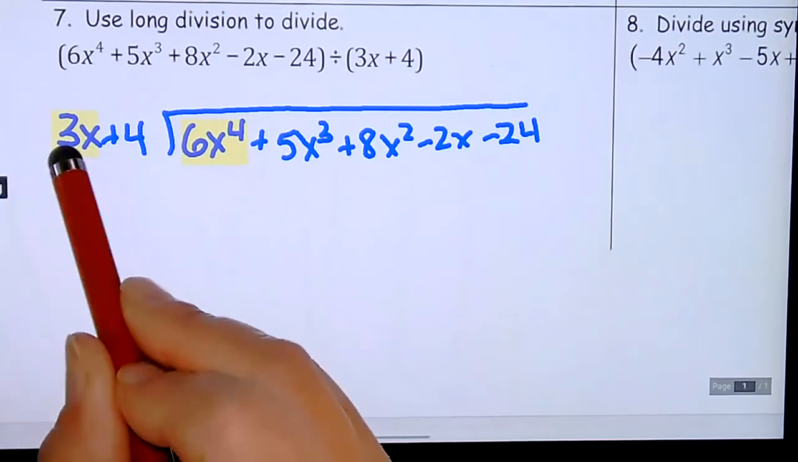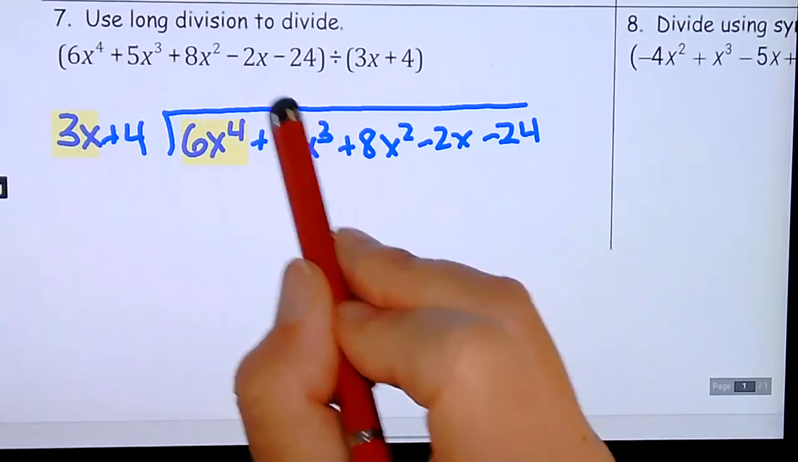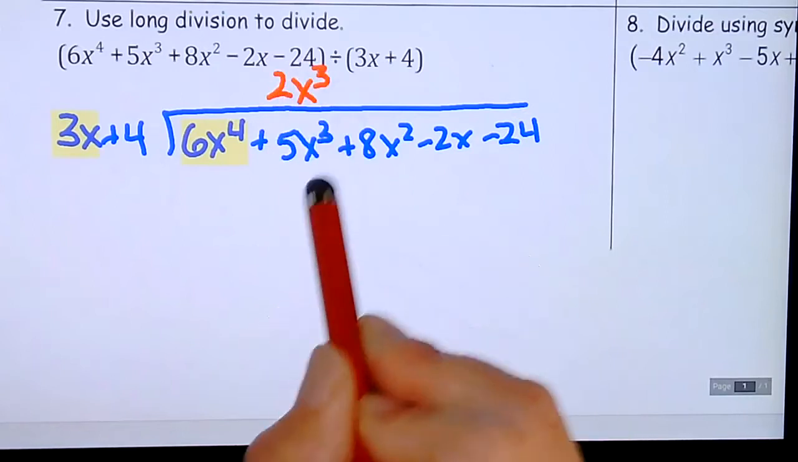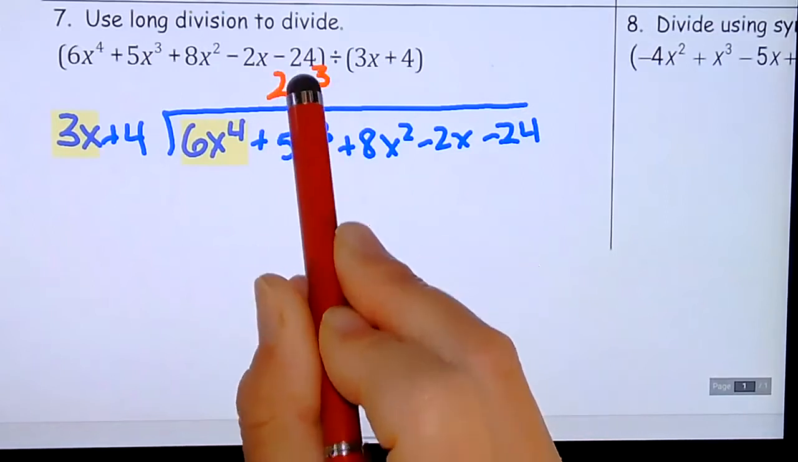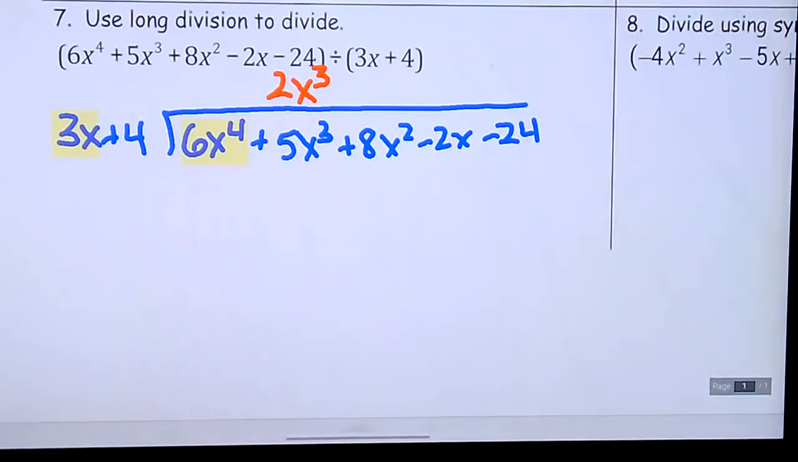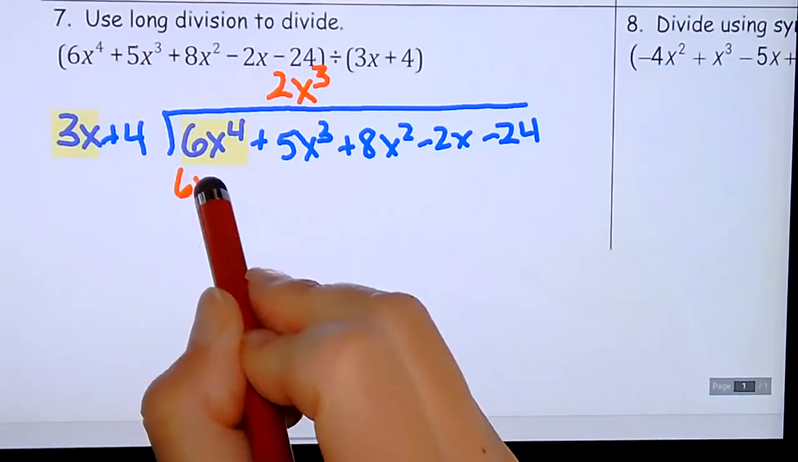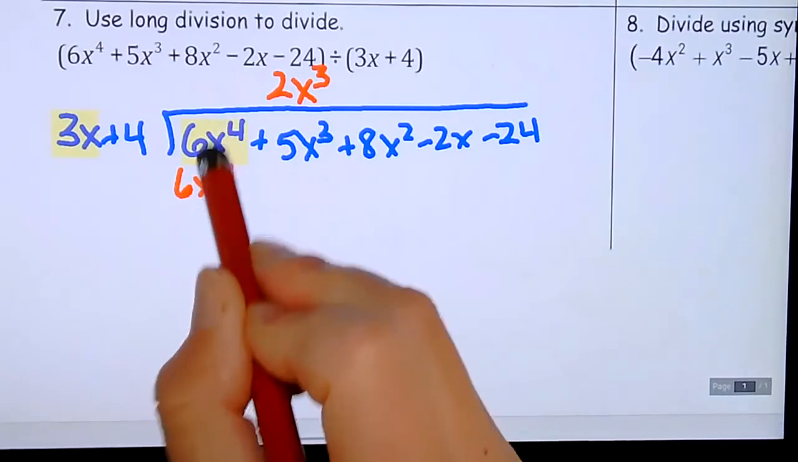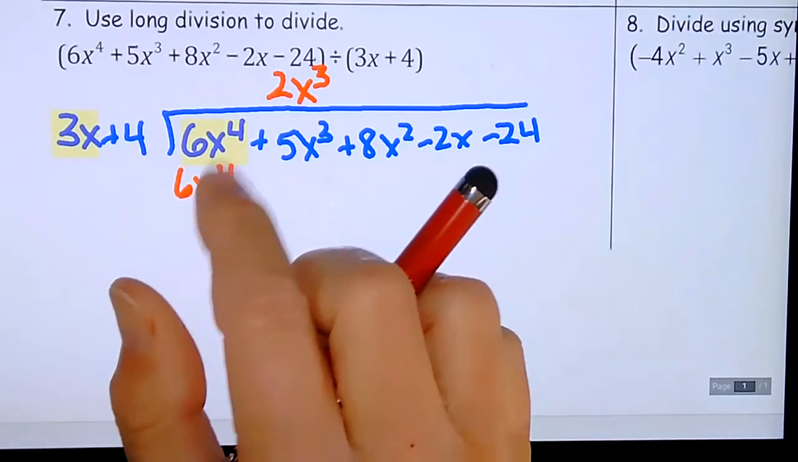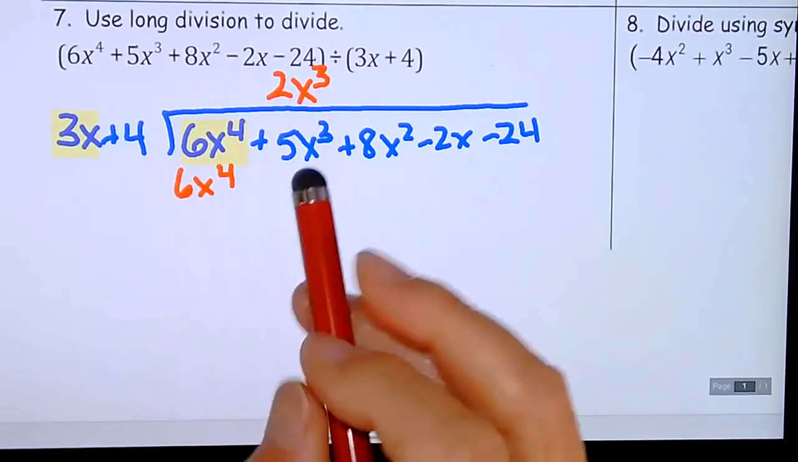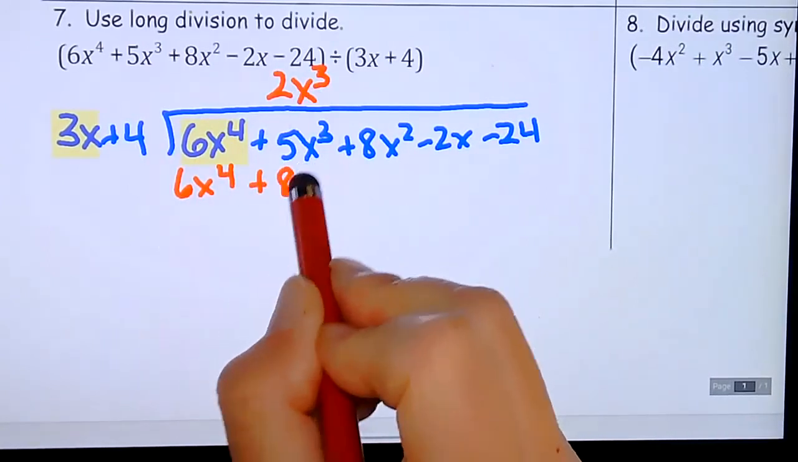So 3x times 2x to the 3rd. Since it's an x to the 3rd that I'm multiplying by, I'm going to put it over the x to the 3rd to keep my space. When I multiply this together, that's going to be a 6x to the 4th. You have to completely get this done. This has to be canceled out, okay? Have to get exactly that. 2x to the 3rd times 4 is going to be an 8x cubed.